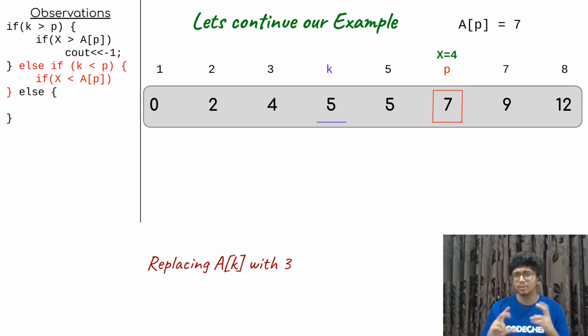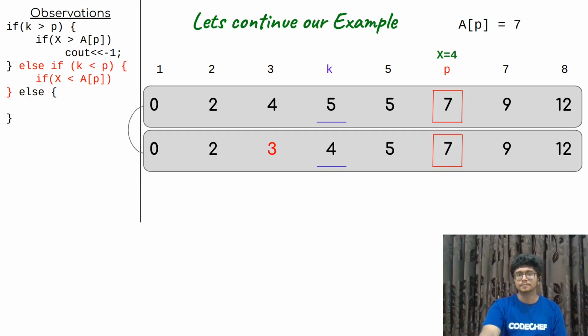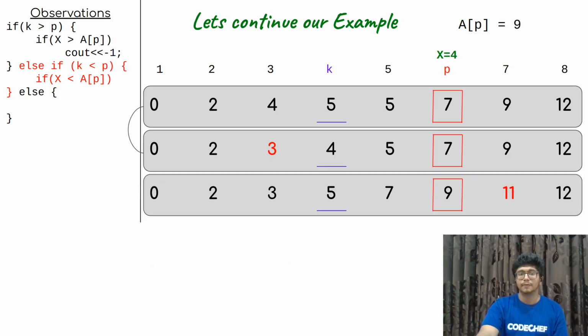Now, let's try to perform some operations. Let's say I'm replacing a of k, which is 5, with 3. If you notice, this is our array after this operation. Okay, now let's try to replace a of k with a value which is greater than a of k, let's say 11. If you see, this is the array after this operation.